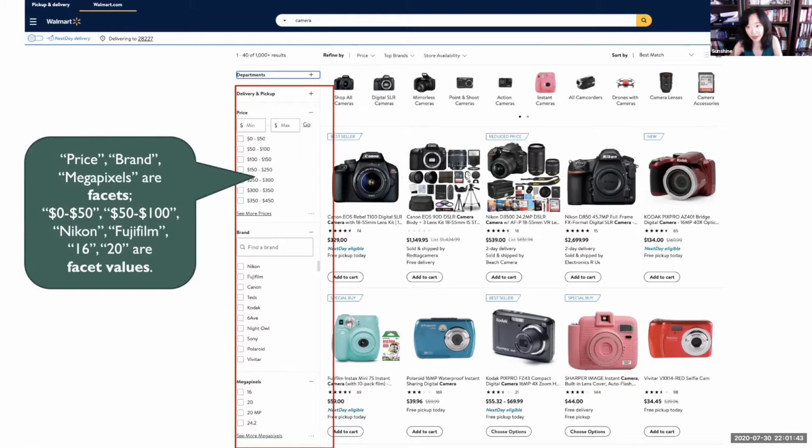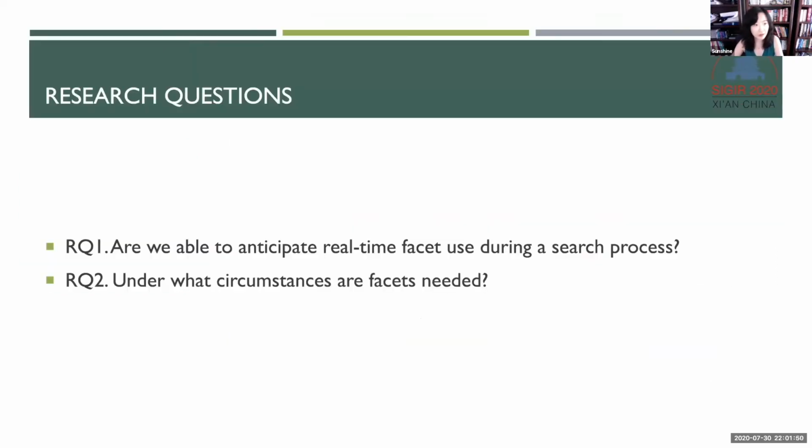So this study is to investigate how people use facets to help their search. Our research questions are really straightforward. We just have two. Number one: are we able to anticipate real-time facet use during a search process? And the second: under what circumstances are facets needed?